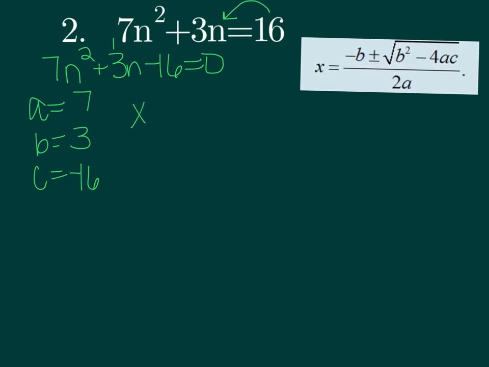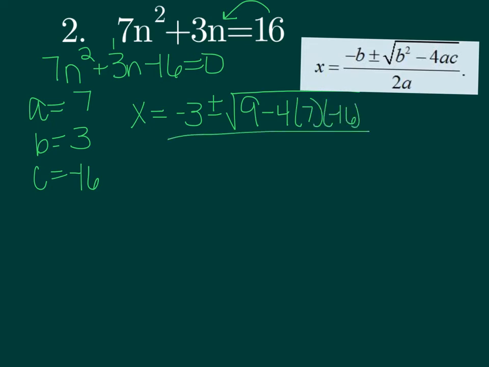So I have x equals, now the opposite of 3 is negative 3, plus or minus the big square root here. Okay, now remember we have b squared. So that's going to be 3 squared, which is 9, minus 4 times the a value times the c value, all over 2 times the a value.